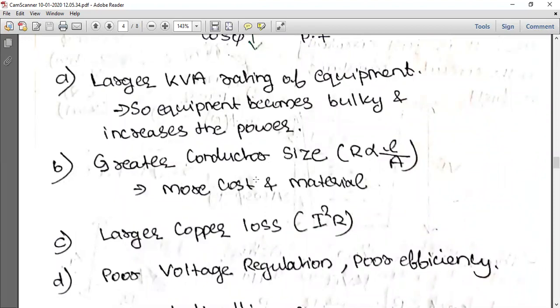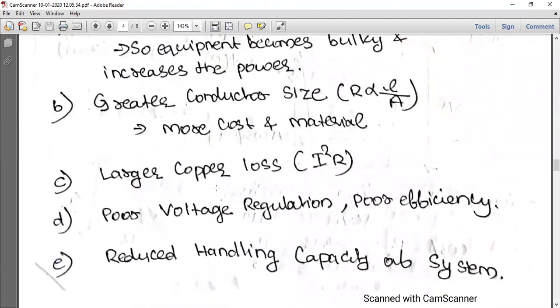So if the conductor size is more, that depends upon resistance; if resistance is more, current is less. So more cost and material is required. And the copper loss, if you are not familiar with copper loss, it's a type of loss happening in machines. Its value is given by I square into R. So power factor is less means more current. More current means I square into R value will be more.